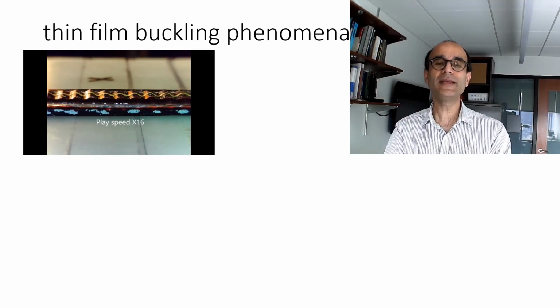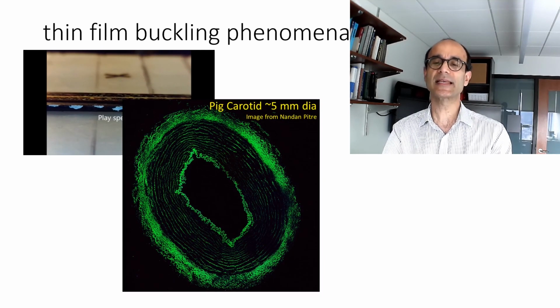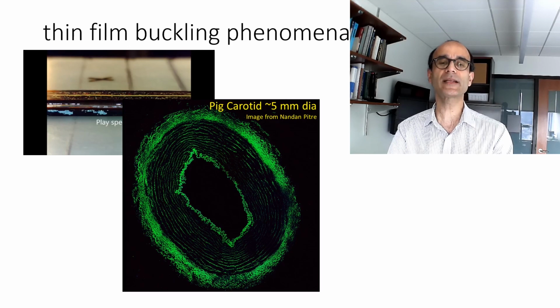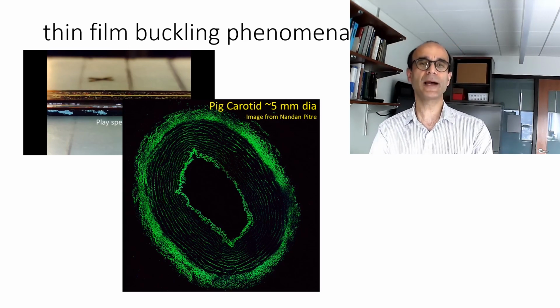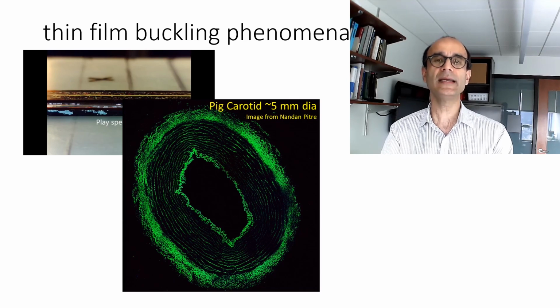But here is a cross-section of a pig artery, and you can see that the inner surface is heavily wrinkled. I'm advising a PhD student in bioengineering who is looking at the mechanics of these arterial wrinkles and then also trying to make biomimetic arterial grafts for artery replacement surgery that are wrinkled just like real arteries.